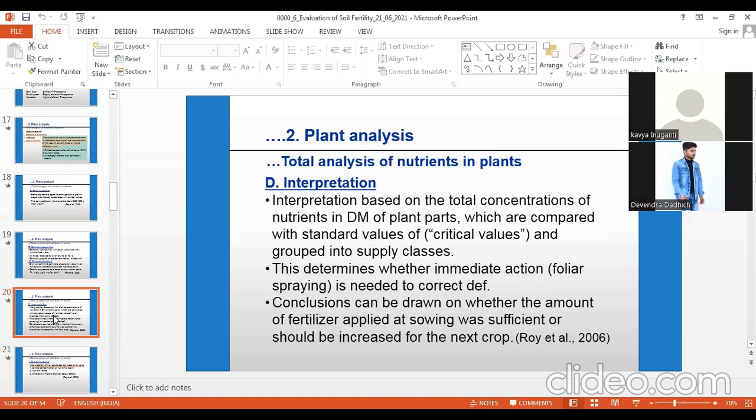If it is at critical concentration or lower than that, then it definitely suggests that you should have some corrective measures, like foliar spray or top dressing of a nutrient. So some mid-term corrections can be made if we know the critical concentration of the nutrient. So conclusions can be drawn on whether the nutrient or fertilizer applied at sowing was sufficient or should be increased for the next crop. So it can also guide us in seeing the exact dose of the fertilizer required.